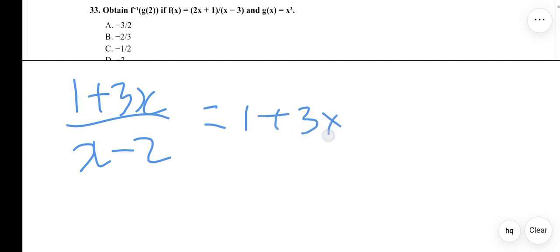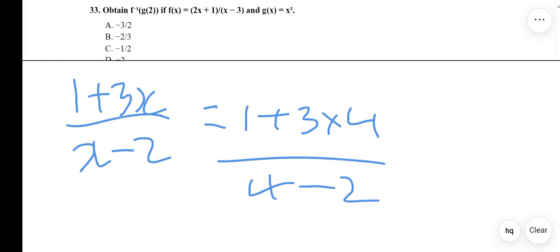So 3 times 4 all over 4 minus 2. So 3 times 4 is 12 plus this one, that is 13. 4 minus 2 is 2. What do we get before? 13 all over 2. So the same answer.